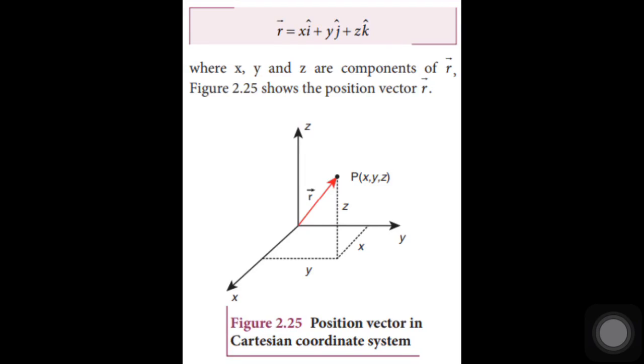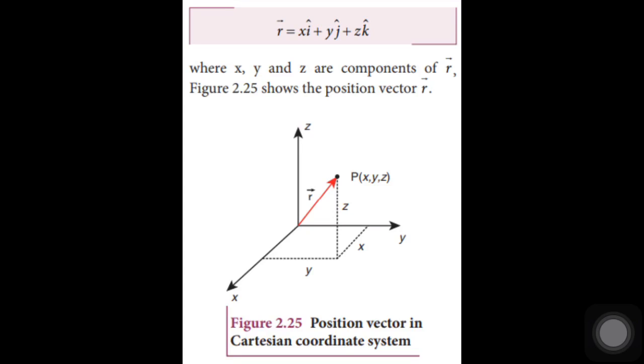So suppose our point is P and its coordinates are (3, 4, 5). If our point is P(3, 4, 5), then what will be its position vector? Its position vector will be 3i + 4j + 5k. Okay, so hope you understood how you can write the position vector of a point.